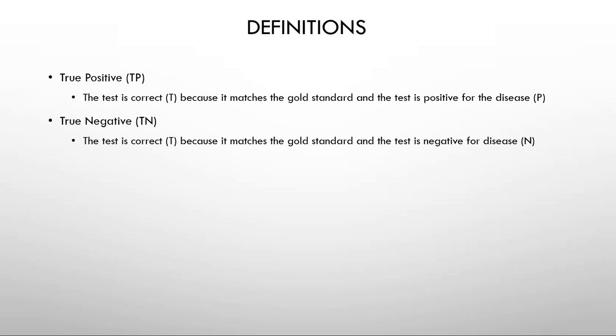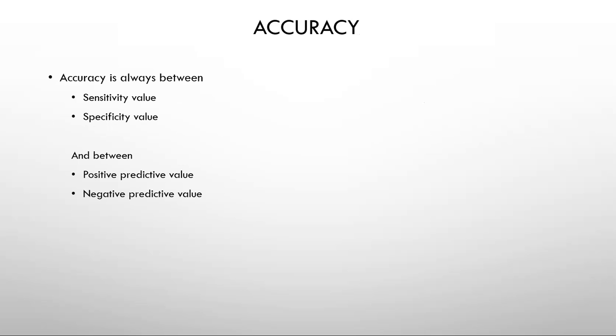Moving on. Okay, true positive and true negative, we already talked about those. Accuracy is always, this is important, accuracy is always between the sensitivity value and the specificity value. Accuracy is also between the positive predictive value and the negative predictive value.